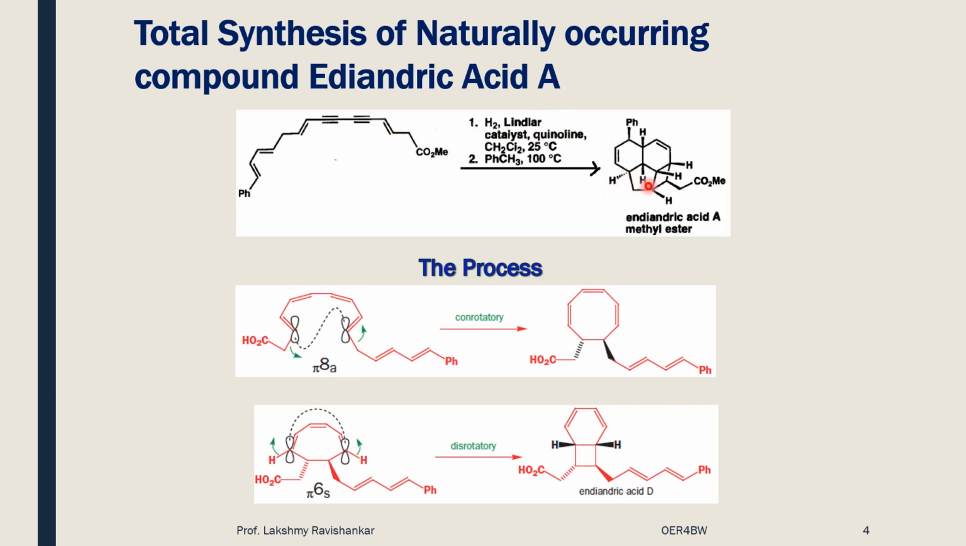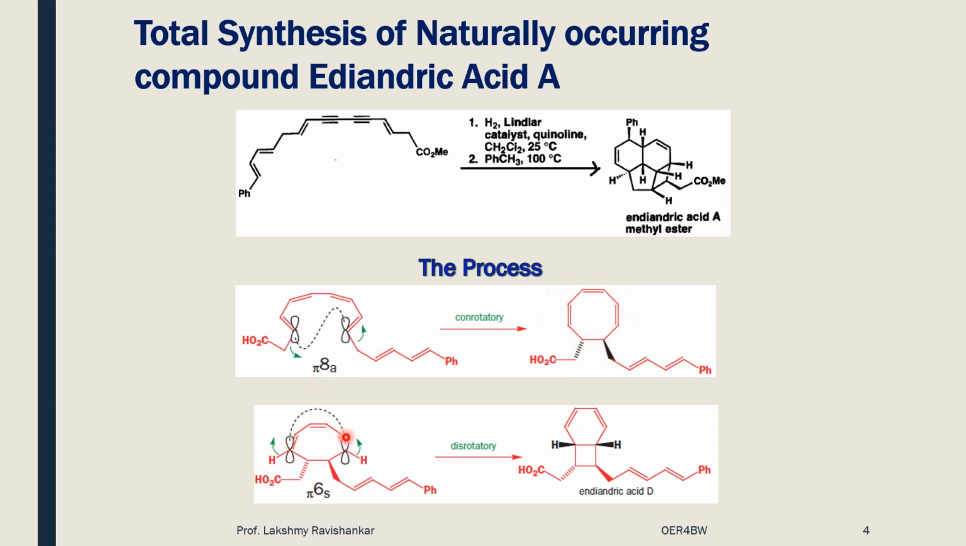converted from this to this. In the presence of hydrogen and Lindlar catalyst, these triple bonds get reduced to olefinic double bonds. So once you get those olefinic double bonds, you see that you have got a 4-pi electron system. So under thermal conditions, it undergoes a conrotatory ring closure to give you this trans-substituted cyclooctatriene derivative.